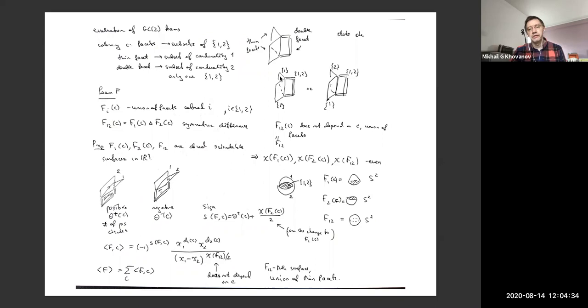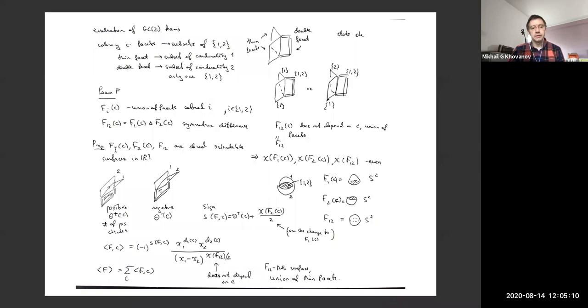This is an example. So here we took a form which has three facets, a double facet in the middle, a thin disk above, and a thin disk below. And we choose a coloring. This is color one, this is color two, this is color one, two. And then the surface F1 of C is just the union of facets colored one. So this upper is two. F2 of C is the lower one. And F1,2 is just the union of thin facets.